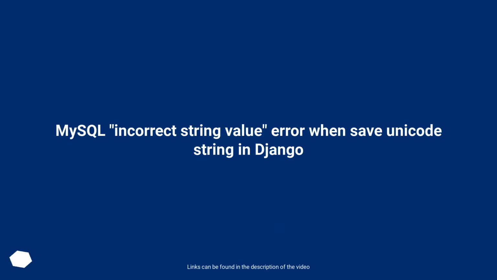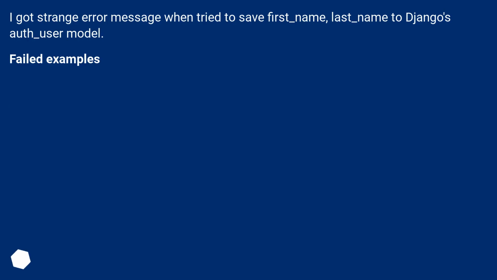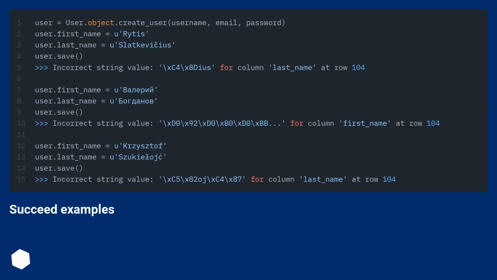MySQL incorrect string value error when saving a Unicode string in Django. I got a strange error message when I tried to save first_name and last_name to Django's auth_user model. Failed examples. Succeed examples.